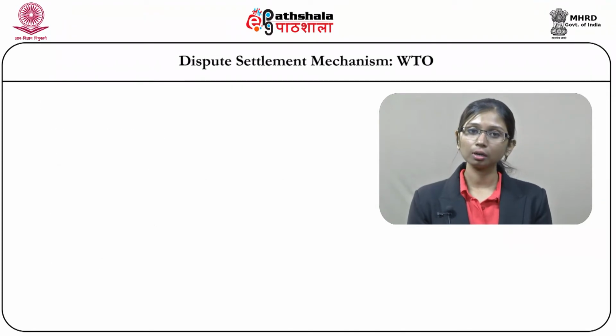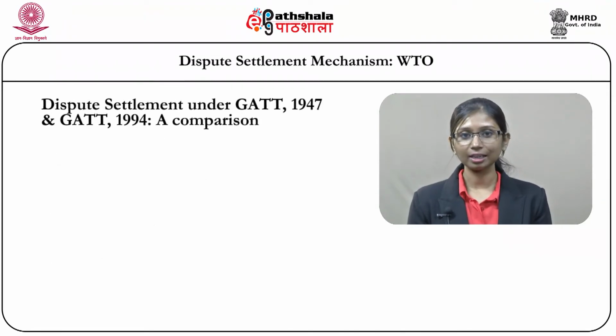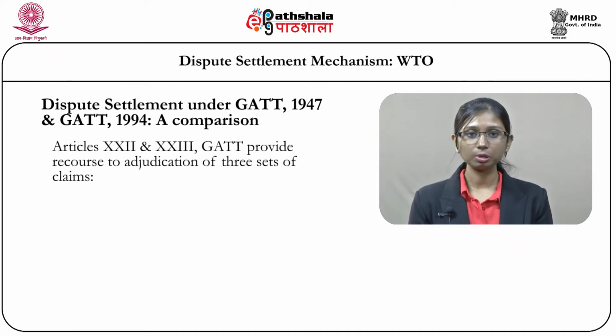Further, we move to the core articles in the GATT 1947 agreement, which laid foundations for the modern DSB. The two articles to be mentioned here are Articles 22 and 23 of GATT. These articles set forth three types of claims that members may bring before the tribunal in order to adjudicate them. The three sets of claims include, first, the violation complaint.